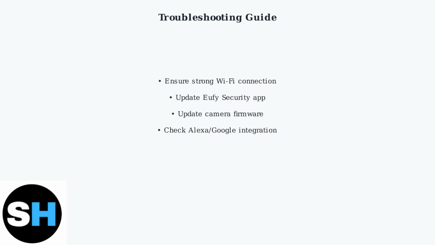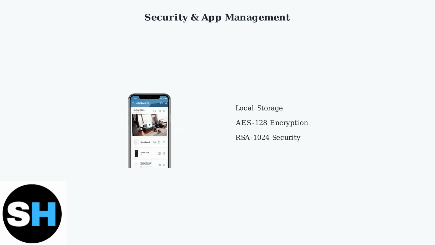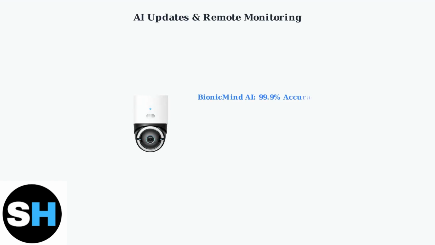When experiencing streaming issues, start with these essential troubleshooting steps to ensure optimal performance. Eufy emphasizes local storage and advanced encryption for your security. Configure your settings properly to maintain optimal privacy and performance. Eufy continues to improve its AI detection capabilities with up to 99.9% accuracy. For remote monitoring, the 4G LTE S330 Cam offers reliable connectivity with 4K video quality and AI tracking.